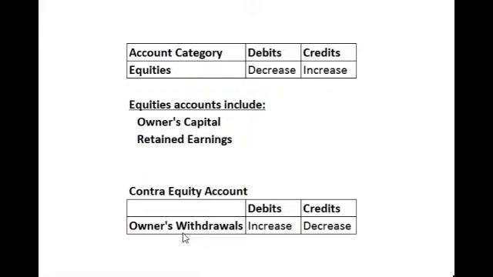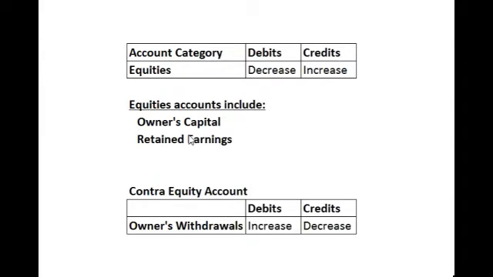When the owner withdraws the fund that he initially put in his business, then that particular account we call owner's withdrawal. The withdrawal account is the exact opposite of the equity account, meaning it follows the other way around. Its normal side is debit, and we debit in order to increase owner's withdrawal account. And we call that kind of account contra account. When we say owner's withdrawal account went up, it's exact opposite of owner's capital account.